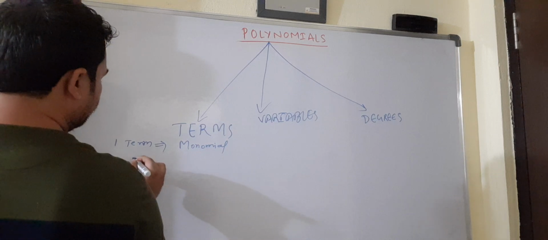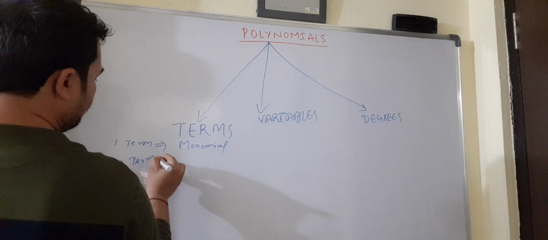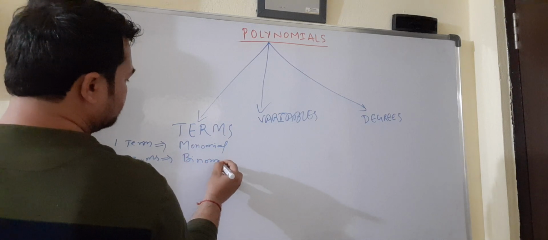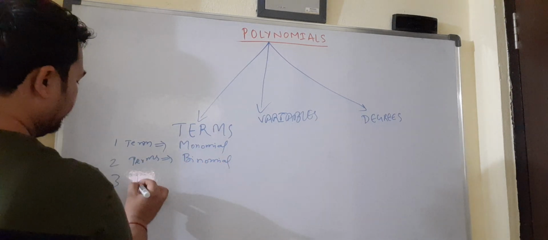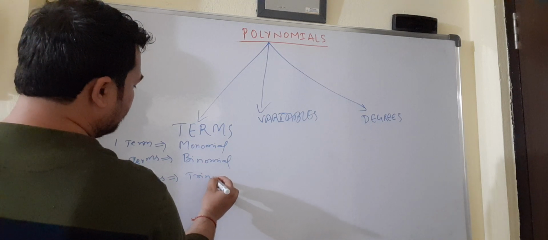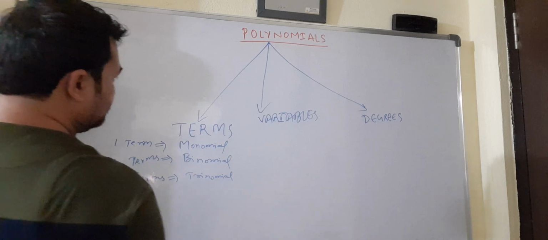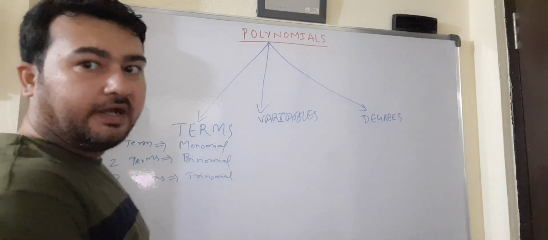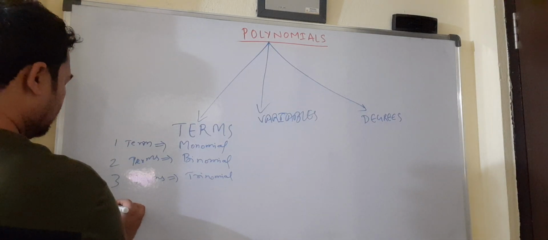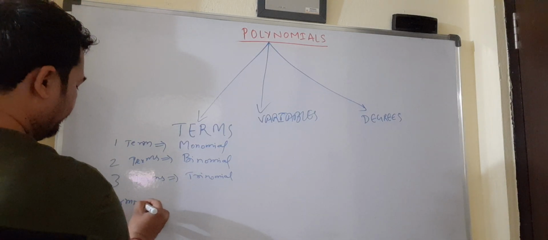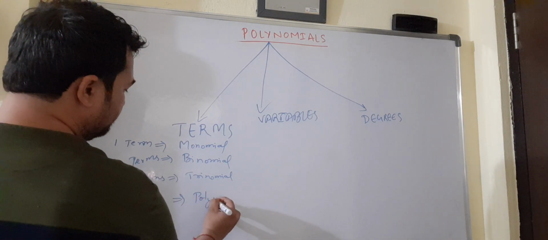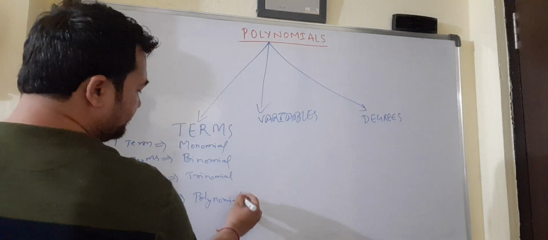For two terms, the word is binomial. For 3 terms, trinomial, and for higher number of terms, for 4 or more terms, it is simply called polynomial. No other specific name.